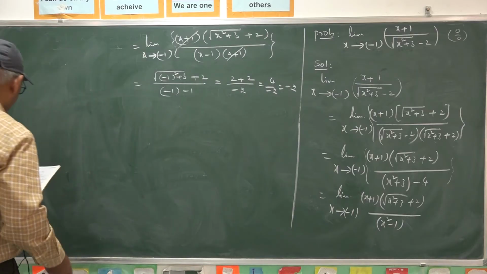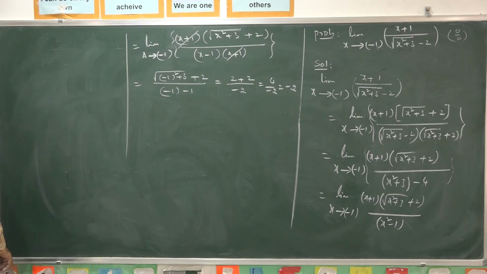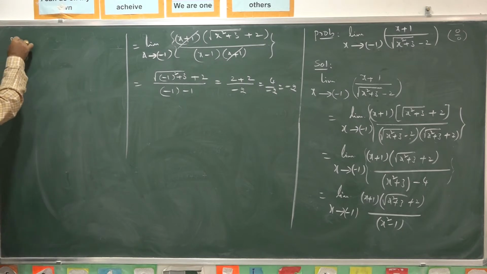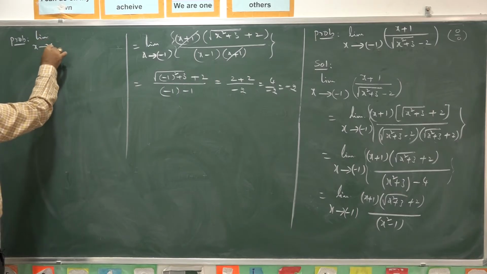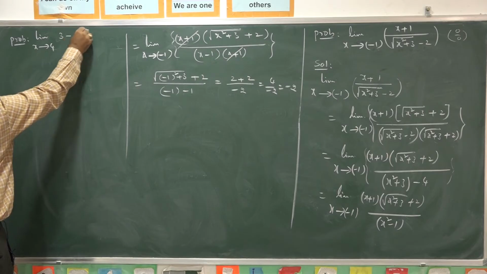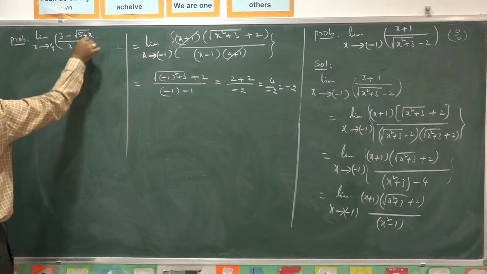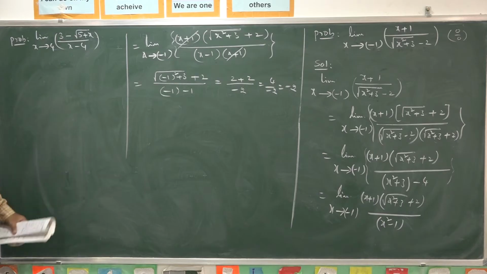In certain cases, you take one more problem here on the rationalization method. Limit as x goes to 4 of (3 minus root of 5 plus x) divided by (x minus 4).